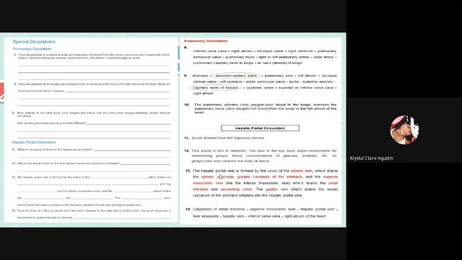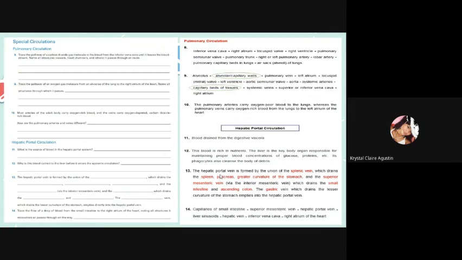Next is the hepatic portal circulation. So number 11, what is the source of blood in the hepatic portal system? As we said, the hepatic portal system is the venous system composed of veins that return blood from the digestive tract and spleen to the liver. So it talks about the blood flow happening in our digestive system. The source of blood in the hepatic portal system is blood drained from the digestive viscera.